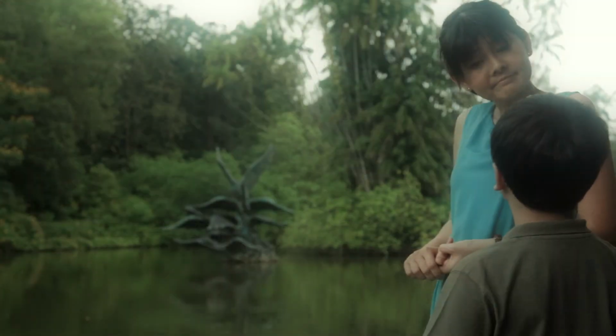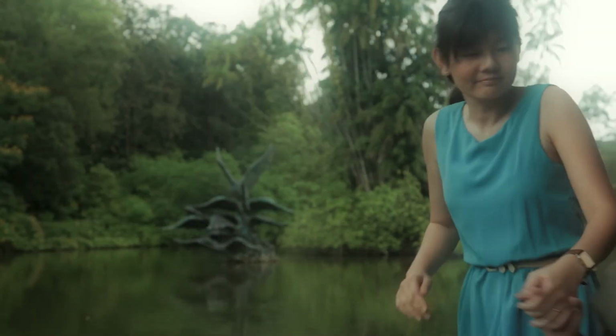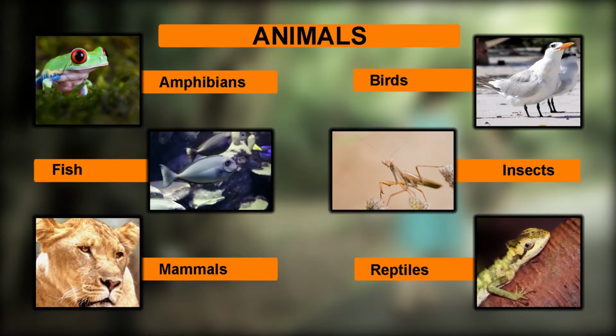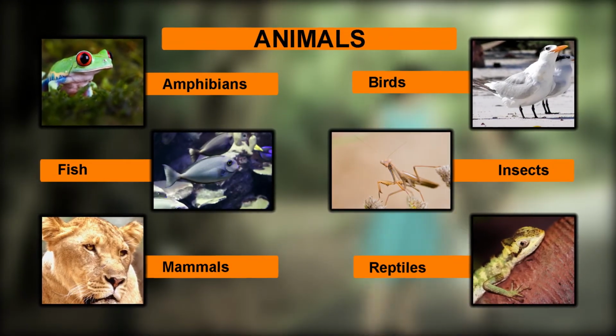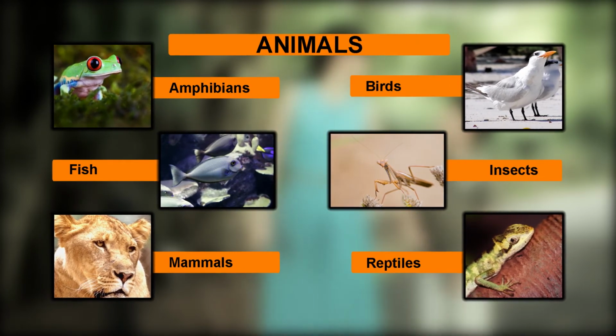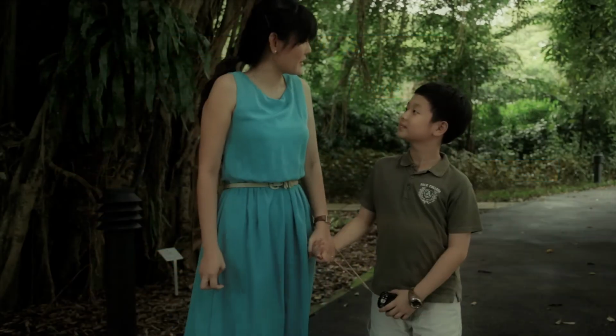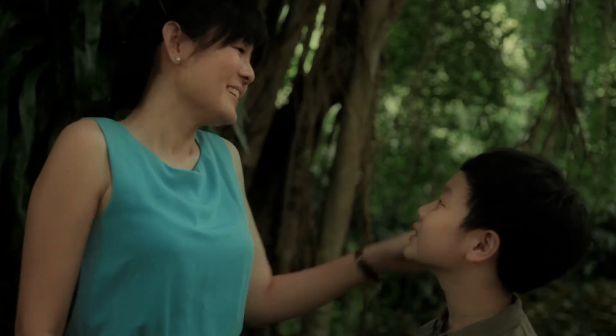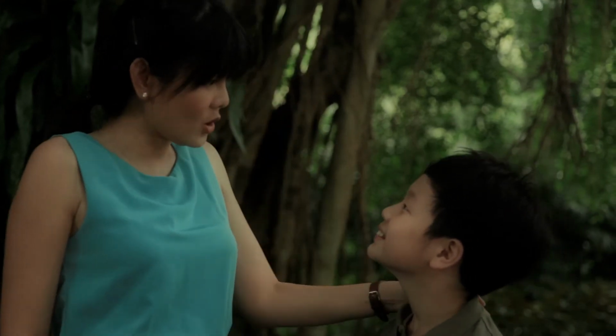What other kinds of animals are there? Well, animals can be classified as amphibians, birds, fish, insects, mammals, reptiles. They're classified in different groups because they have different characteristics. I'd like to find out more about each group of animals. It's getting really late. You better head home or you'll be really tired.